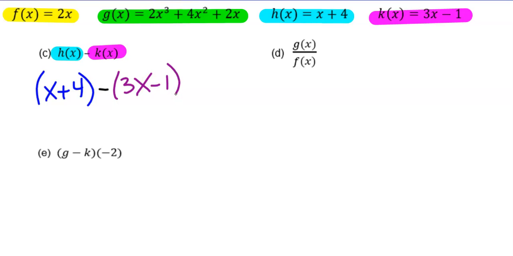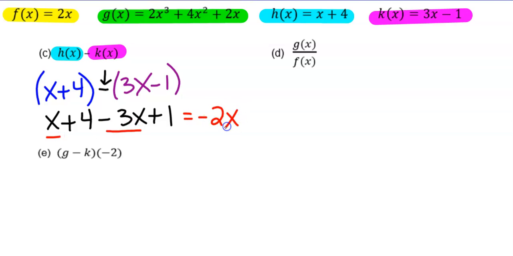The parentheses were in fact needed on this problem because when you subtract a group, the subtraction sign is going to distribute and change the signs of the group being subtracted. So x plus 4 is fine, but then this negative sign distributes into the group and you get minus 3x plus 1. Then adding like terms, we have x minus 3x is negative 2x. 4 plus 1 is 5.